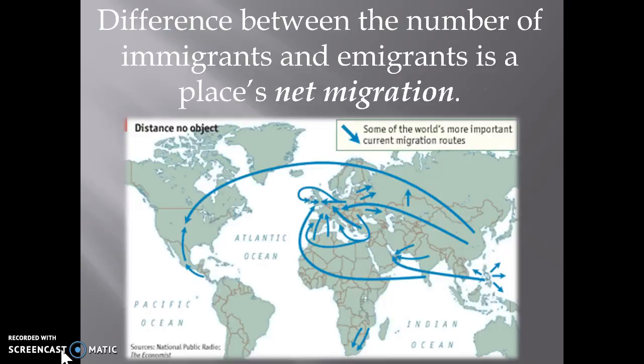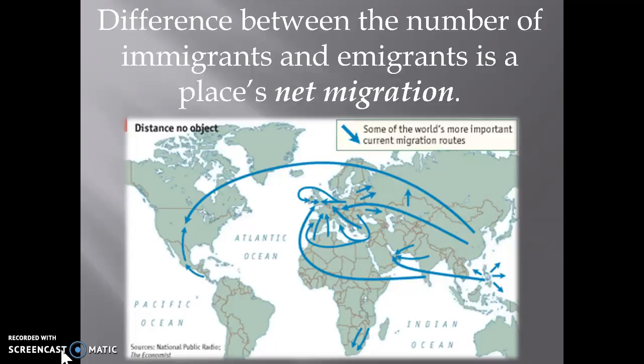Net migration is the difference between total immigration and emigration. So you take your number of immigrants who have come to a place, subtract the number of people who are going out of the place, and you get a positive or negative number, and that will determine if you have a total net in migration or a total net out migration.